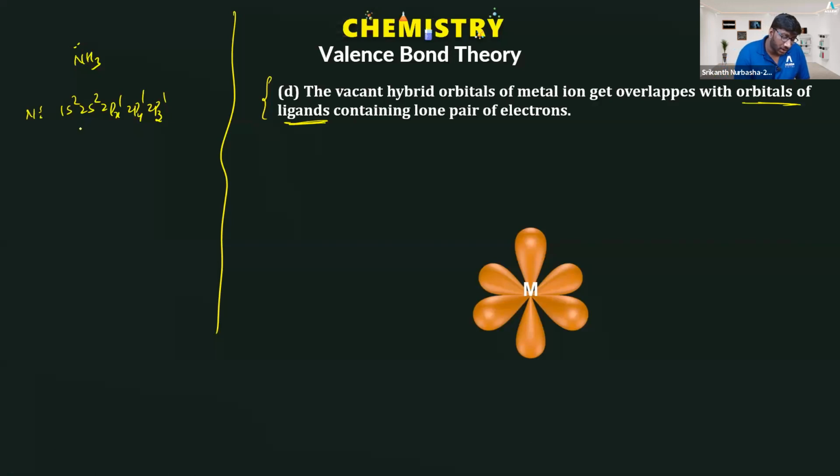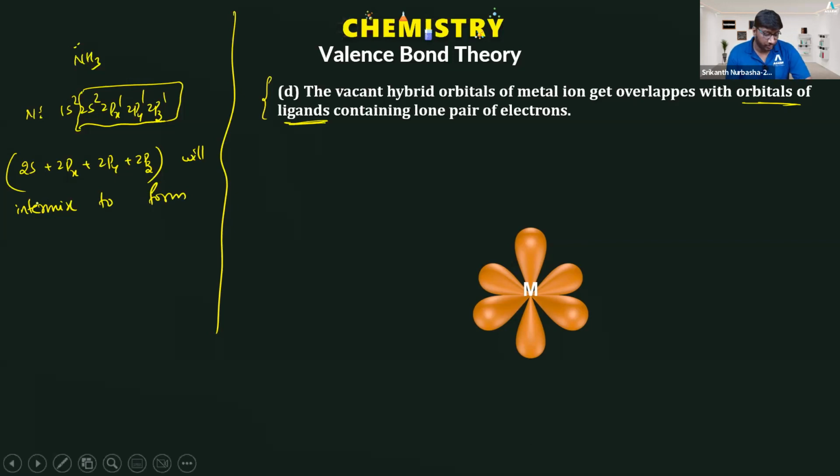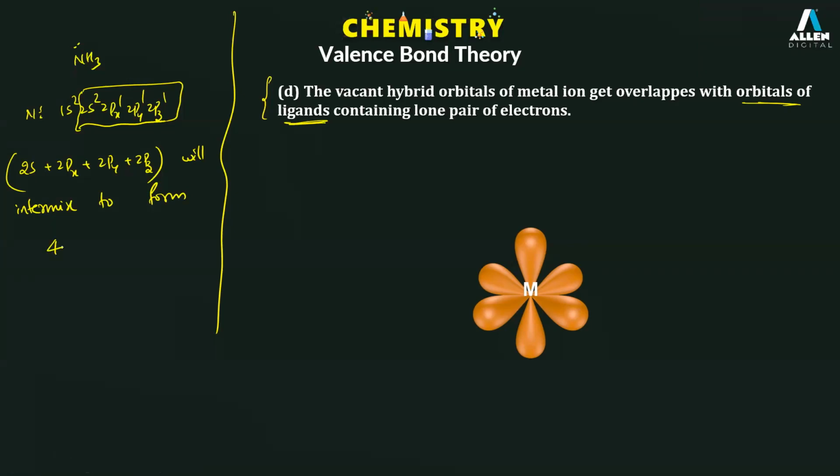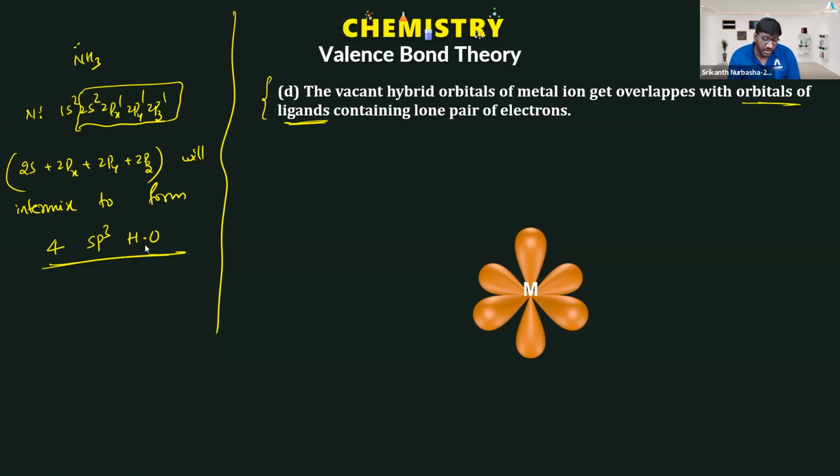So in the electronic configuration of nitrogen, you have 2s, 2px, 2py, 2pz, which have electrons. They have similar energy, so 2s, 2px, 2py and 2pz will intermix, not overlap, to form how many hybrid orbitals? 4. What type of hybrids? sp3. Right. So 2s, 2px, 2py, 2pz will intermix to form 4 sp3 hybrid orbitals.